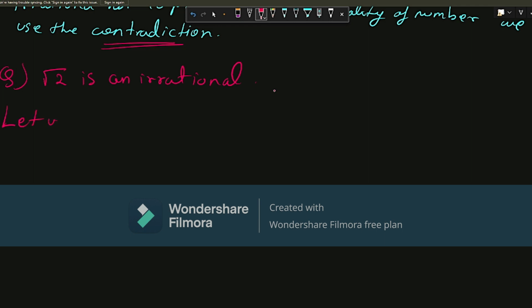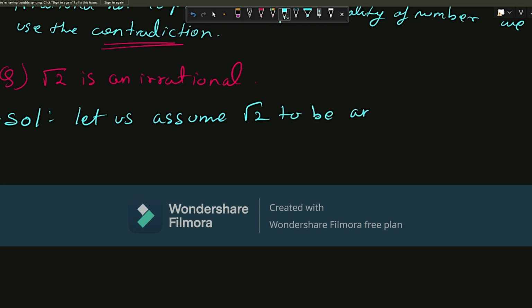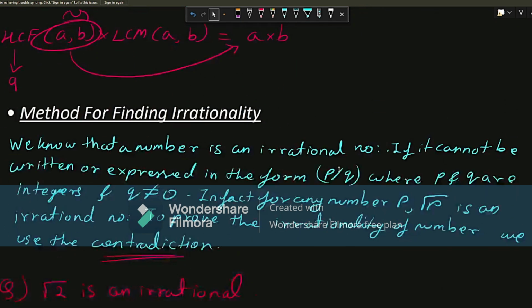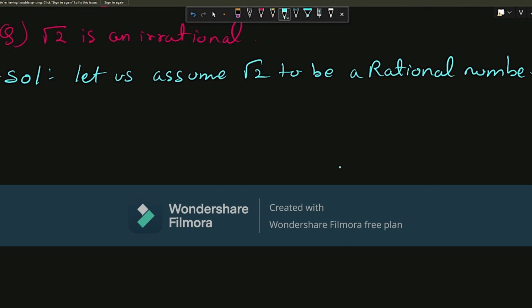let us wait, I will write the solution in blue. Solution: let us assume root 2 to be a rational number. Sorry, yes, root 2 to be an irrational number. So in the next step you will write root 2 is equal to p by q, in brackets.